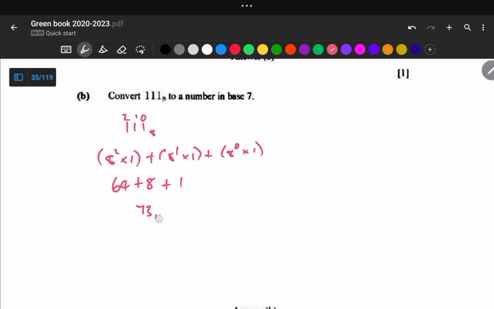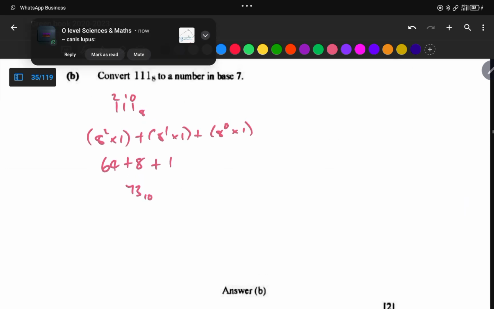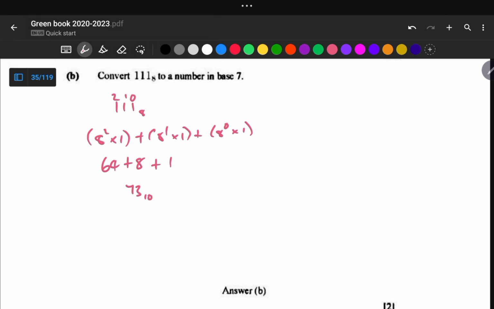So 73 is in base 10, and we are required to convert 73 in base 10 into a number in base 7. Or to convert 73 in base 10 into a number in base 7, you can say it is 73, and we are having base 7 here.